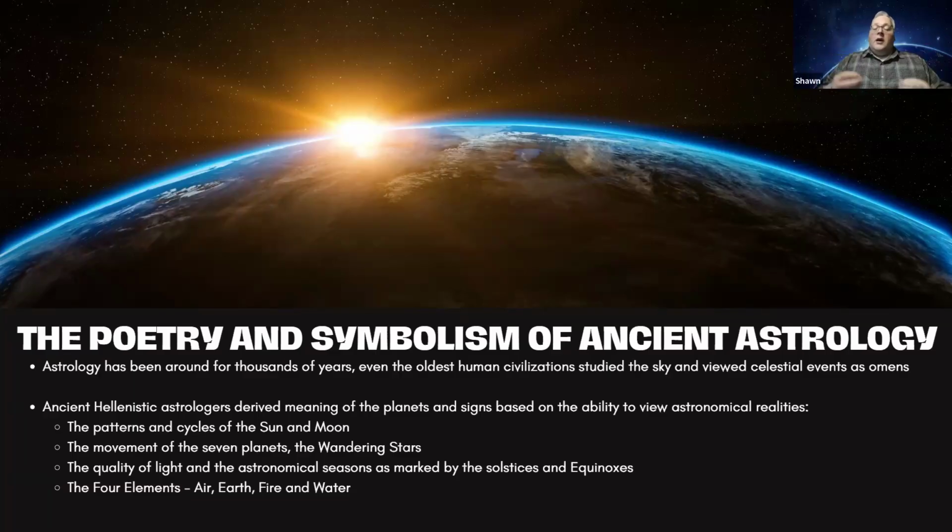Also, there are a lot of meanings that are ascribed to the planets and the signs based on the quality of light, the astronomical seasons that we practice as marked by the solstices, the summer and winter solstice, and also the spring and fall equinox, the midpoints, and also the 4 elements, the times of year that were cold and dry or cold and wet, or warm and wet and warm and dry. All of these different kinds of things play into natural symbolism that is very important and inherent in astrology.